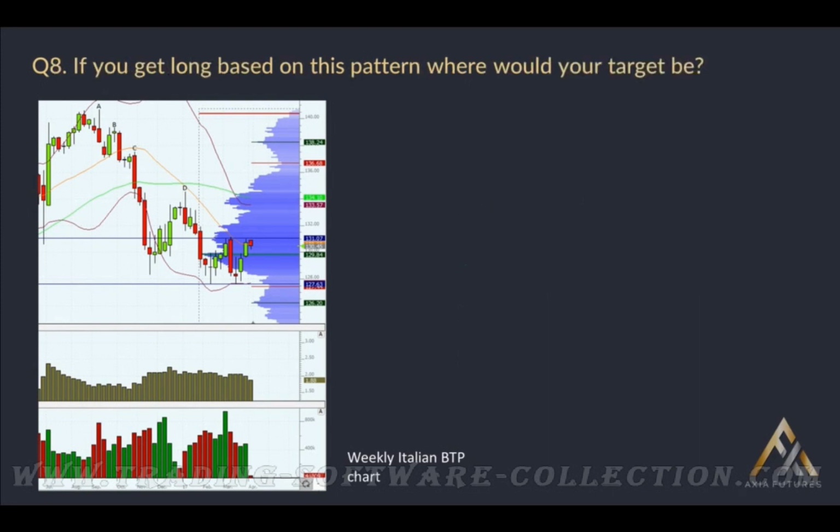Next question, if you're long based on this pattern, where would your target be? On a double bottom pattern, your target is the next swing high. So once you've broken the most recent one to confirm the pattern, the target is the next swing high, which is obviously at point D.